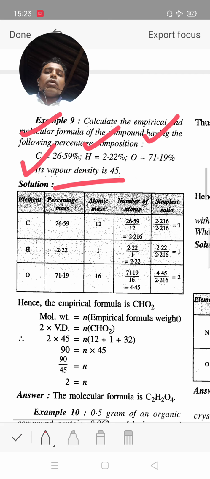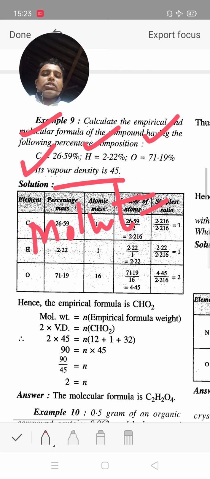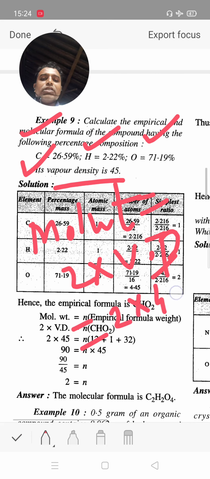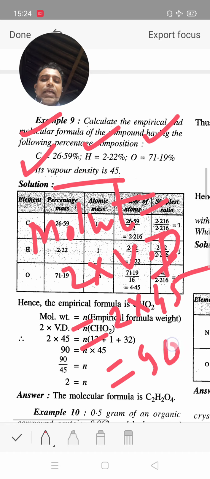Now we know about the vapor density. Vapor density means molecular weight is equal to 2 into vapor density. Then we calculate the molecular weight. Our vapor density is 45, so 2 into 45 is equal to molecular weight 90. We calculate the molecular weight 90.